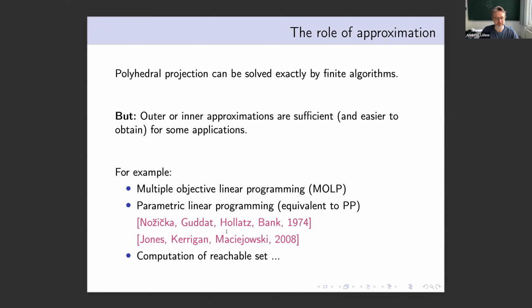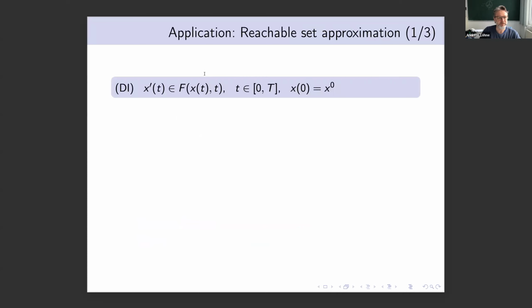There are classical papers about this. And also for the computation of reachable sets, it would be sufficient in most cases to use approximations of the polyhedra. And here is an excursus to such an application, reachable sets. If we consider a system of differential inclusions, x' is an element of F(x, t), a set-valued map here of this F(x, t).